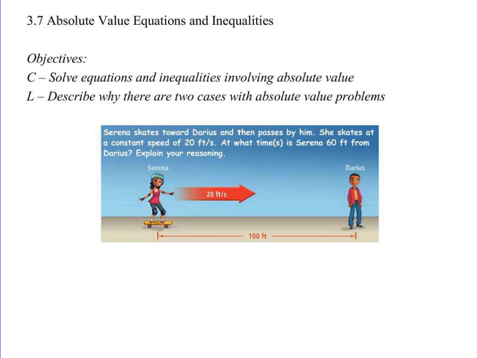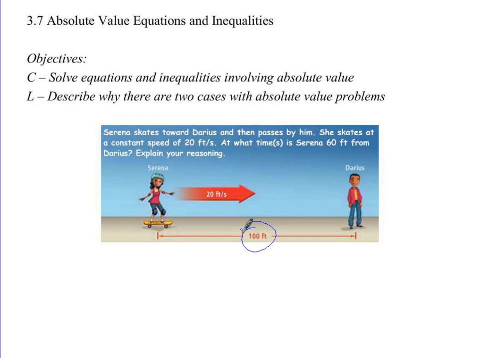It says Serena skates towards Darius and then passes by him. She skates at a constant speed of 20 feet per second. At what time or times is Serena 60 feet from Darius? So she's moving forward at 20 feet per second. Currently she's 100 feet away from him. How long will it take her to be 60 feet away from Darius?